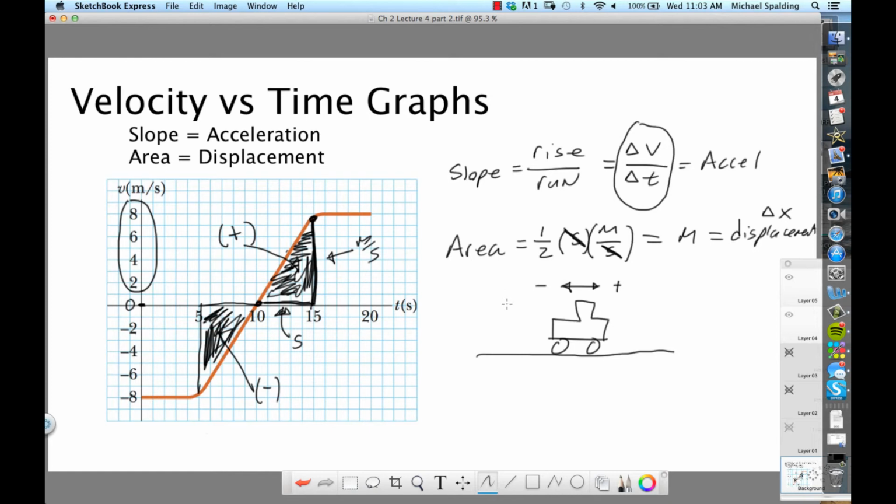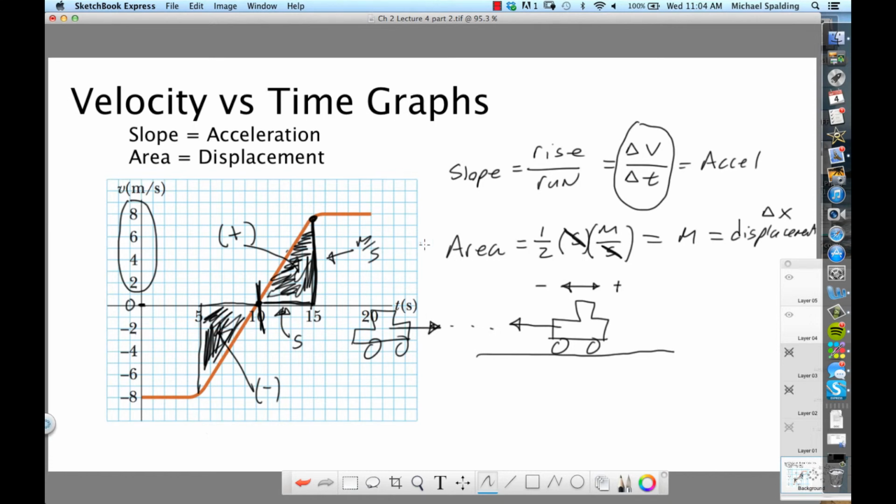Which way does this car start moving at the beginning of the graph? The car starts out moving to the left, right? And it goes to the left, to the left, to the left, until when? Until t equals 10. Now what happens at t equals 10? The car is way over here, right? At t equals 10 it stops, and then it starts moving to the right, right?